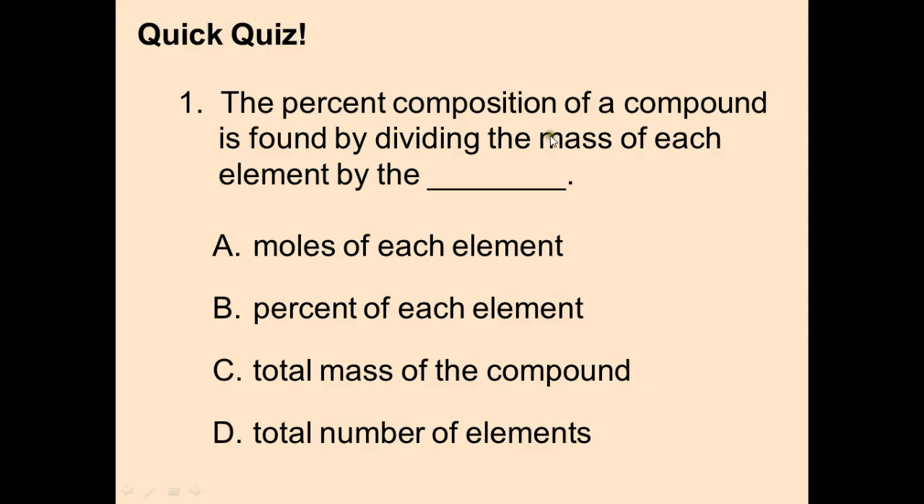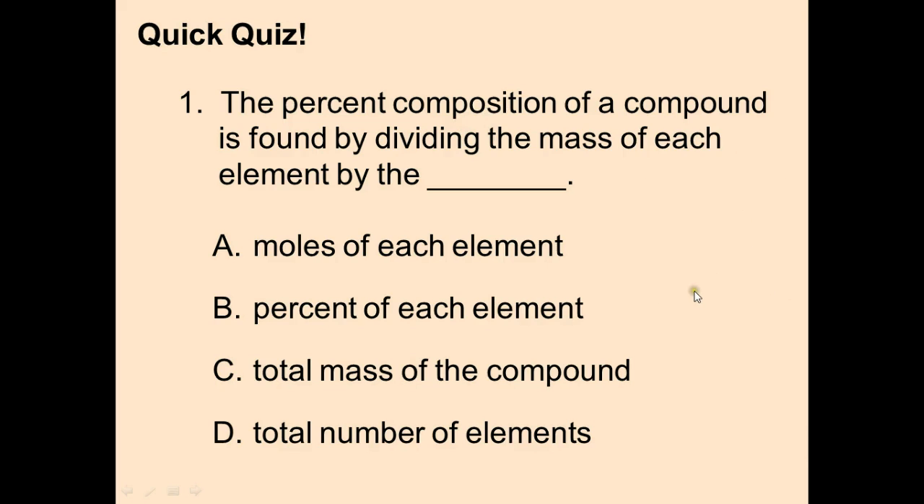And so here's a quick quiz. The percent composition of a compound is found by dividing the mass of each element by the A, moles of each element, B, percent of each element, C, the total mass of the compound, or D, the total number of elements. So when we're finding percent composition, we're looking at mass. So we find the mass of each element, and then we divide it by the whole compound's mass, and that's how we get a percentage.